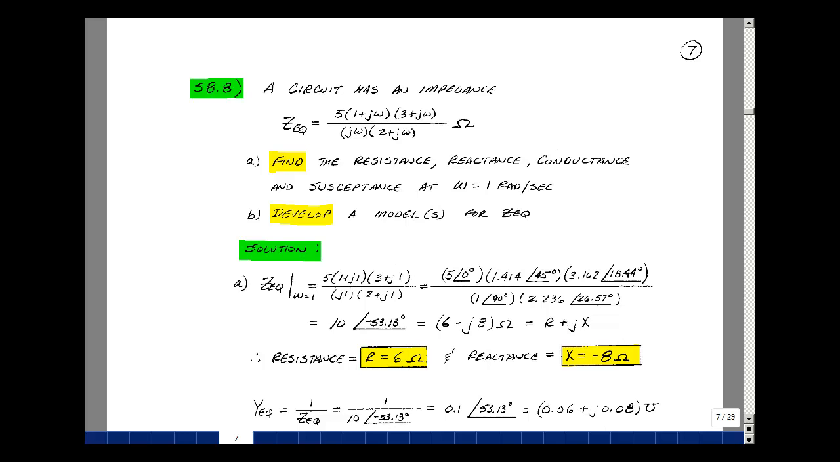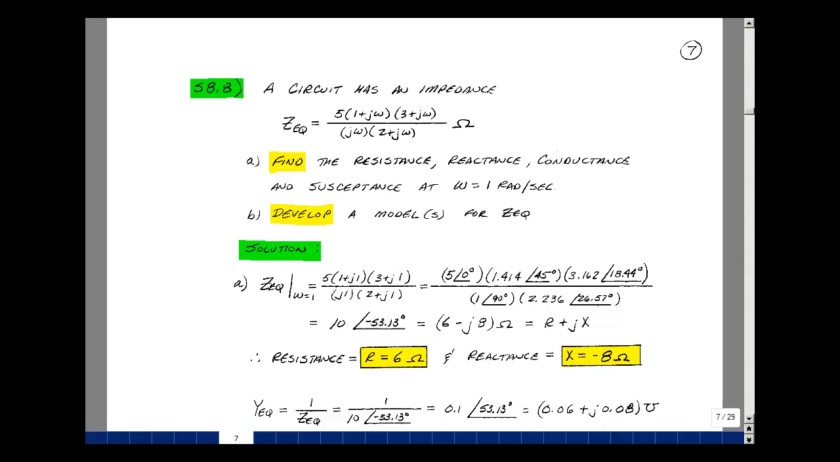This lesson deals with Supplemental Problem 8.8. You can find this problem in the ECE202 ebook in the Chapter 8 Supplemental Problems on page 7. Given this impedance, could you evaluate it at 1 radian per second and find an equivalent resistance, equivalent reactance, equivalent conductance, and equivalent susceptance? Could you use this to develop a model for Z equivalent at 1 frequency?